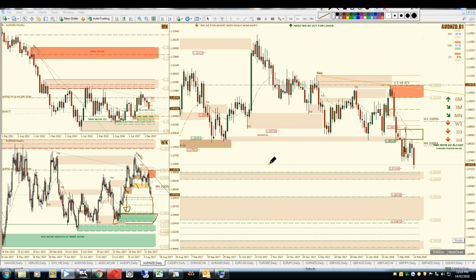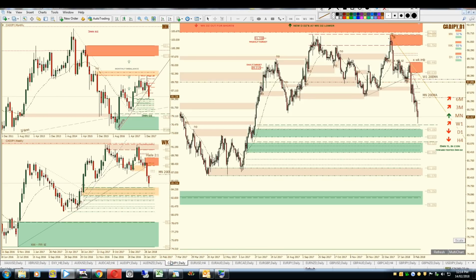So for me, need weekly supply zone out for longs, or longs lower here, weekly supply zone for short with daily momentum shift. Yeah, if price was to get up here, I'd consider taking shorts if the Aussie and the Kiwi charts were displaying what I would need to see to take that short. All right, but for now, I'm not taking any trades on that one.